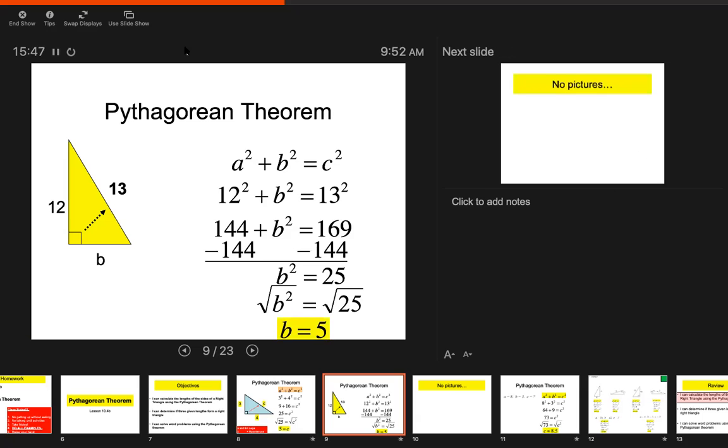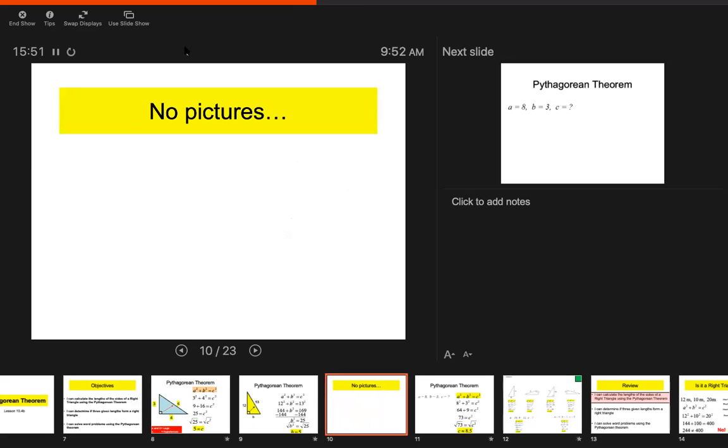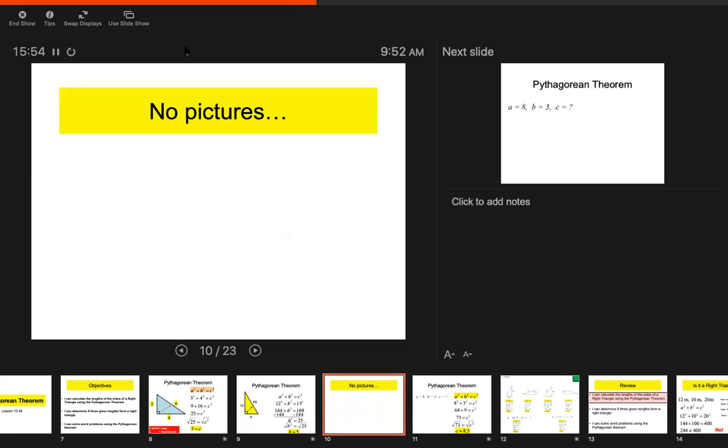Kai, turn around. Okay. How could I write this problem without pictures? Like, I'm not going to show you the triangle. I'm only going to give you 2 numbers. But how are you going to know which one's the hypotenuse? You won't know. The third one's missing.